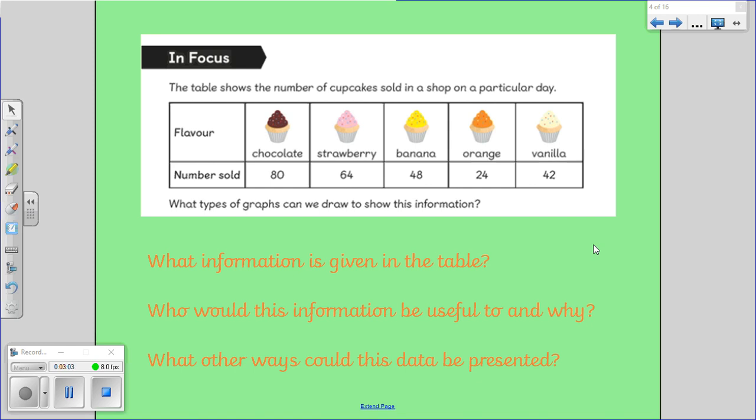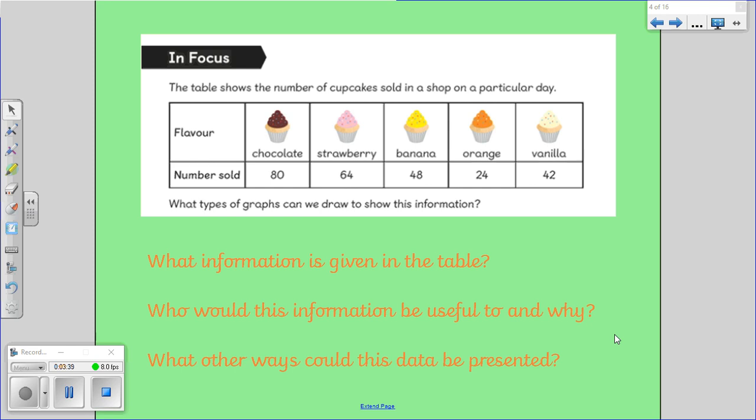Okay, let's go through the in focus task. So what information is given in the table? Well, we can see that it tells us how many cupcakes were sold in a shop on one day. We can see how many chocolate, strawberry, banana, orange and vanilla flavour cupcakes were sold, and we can see how many each flavour sold. Who would this information be useful to and why?